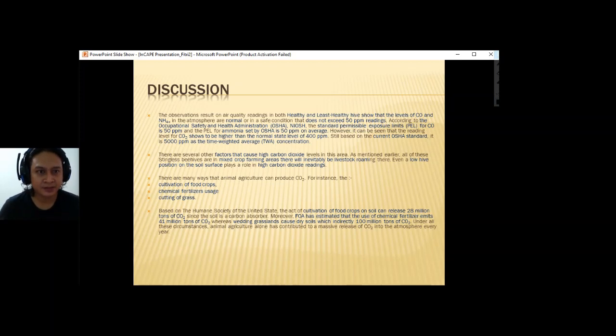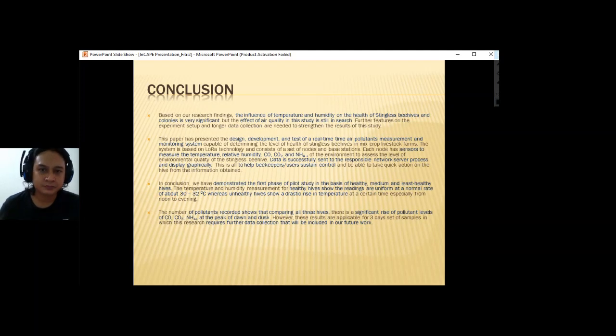However, the reading level for CO2 is higher than the normal level of 400 ppm. Okay, there are many ways that animal agriculture can produce CO2. Number 1 is the growing of food crops. Number 2 is chemical fertilizer usage, and the last is the cutting of grass.